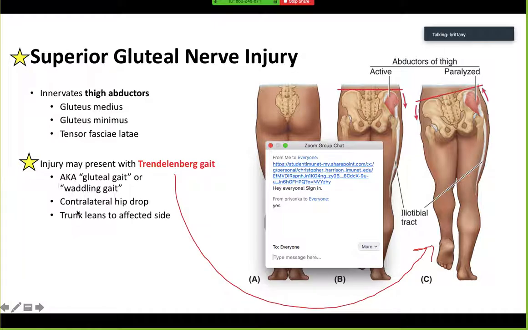So you can call it a waddling gait, but two important points here are that injury to the superior gluteal nerve results in contralateral hip drop. And then the patient is going to try to compensate for that by leaning their trunk to the affected side. So if you see a question stem that describes contralateral hip drop and an ipsilateral lean to the affected side, they're talking about Trendelenburg gait, and that's an injury to the superior gluteal nerve. So super high yield to know this one.